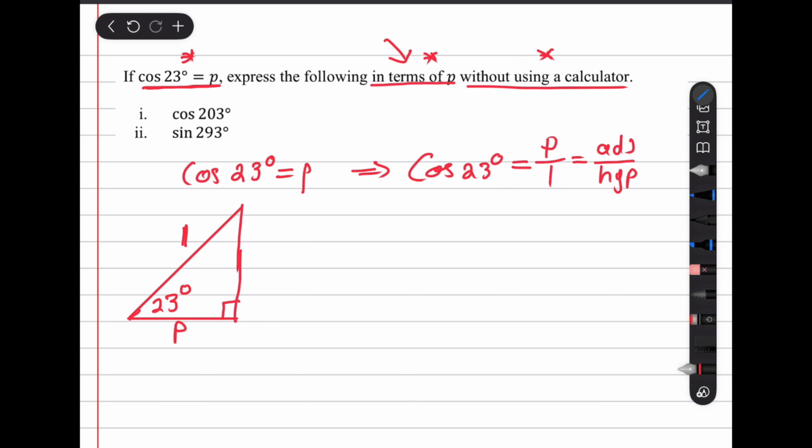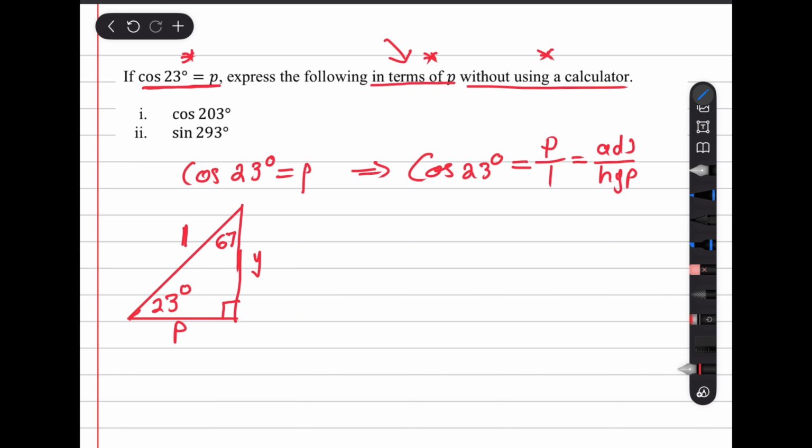So now how do we find this missing angle here? We are going to use angles in a triangle. So we are going to say 180 minus 90 minus 23. So what are we going to get from that? We are going to get 67, right?